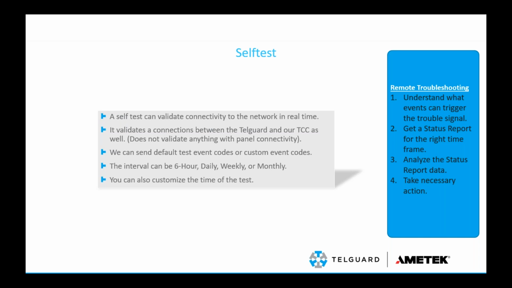You can also customize the time of the test. Just keep in mind, if a test is coming through at a time that isn't what you would like, or it failed and you want to retry it because maybe you requested status and got a status report, then you can go in and change the time to 10 minutes from now or 15 and have it run another self-test and see if it passes.